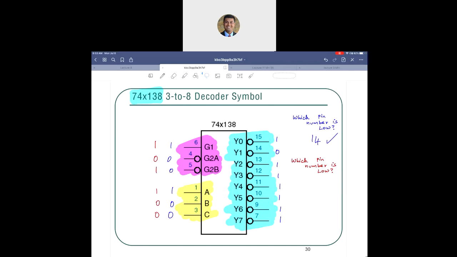Second case is G1 is 1. The pin number 4 and 5 are connected to ground and power. Same inputs, ABC are 100. Which pin number is low? None. Yes. None is the right answer. All pins will be 1 in this case. All will be inactive.